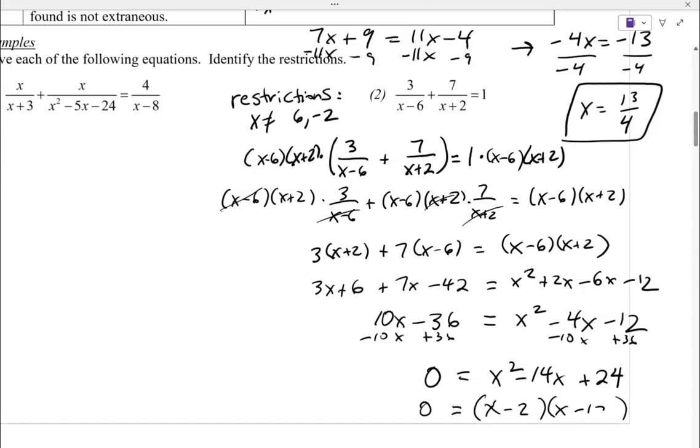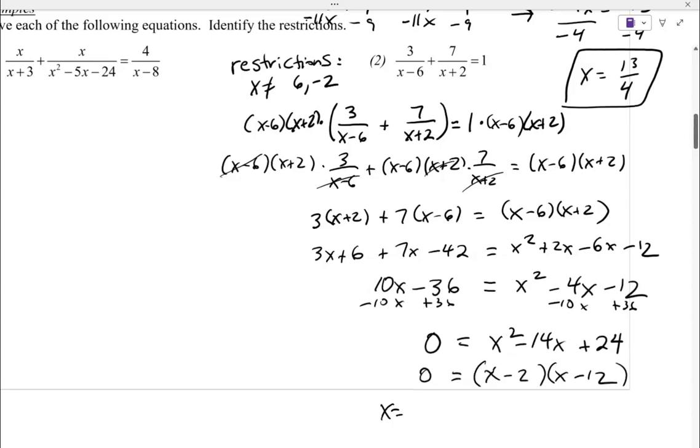Good. And so we need things that multiply to positive 24 but add to negative 14. 2 and 12 will work. We're going to use both negatives. So now what do we do with each of those? Set them equal to 0. And so we'll get x equals 2 or 12. Now, do they both work? Are they both okay? Yeah, good. Ooh, hey, crossed right through them. Okay.